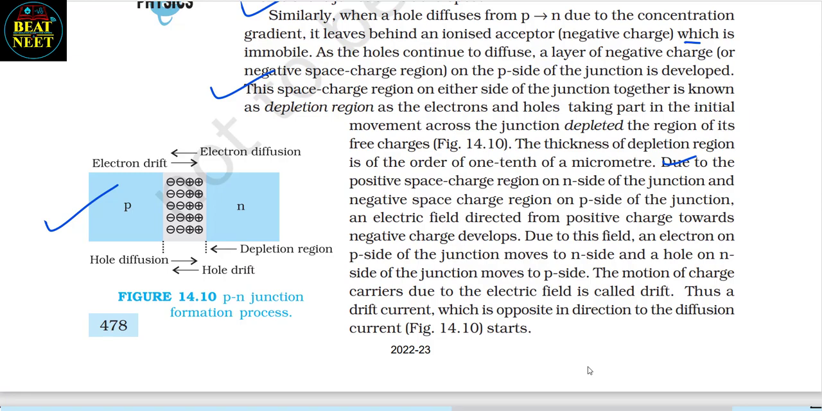Due to the positive space charge region on N side of the junction and negative space charge region on P side of the junction, an electric field directed from positive charge towards negative charge develops. Due to this field, an electron on P side of the junction moves to N side and a hole on N side of the junction moves to P side. The motion of charge carrier due to the electric field is called drift. Thus, a drift current which is opposite in direction to the diffusion current starts. Again, figure 14.10.